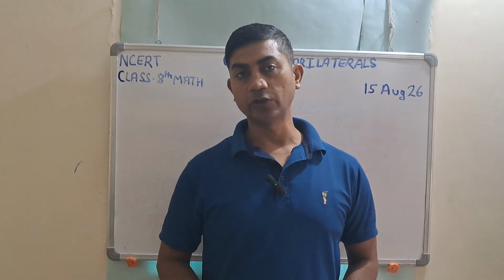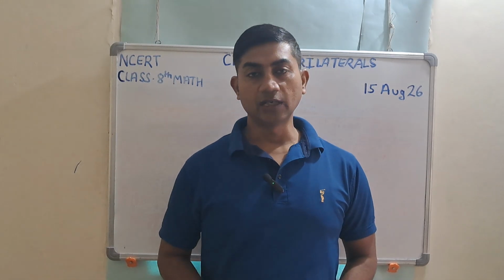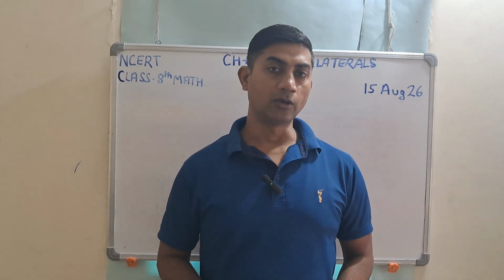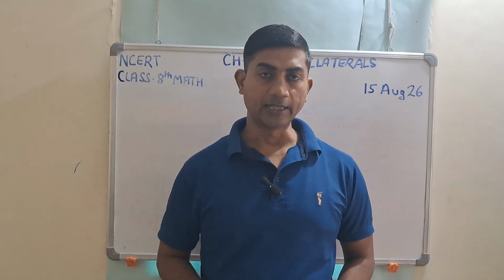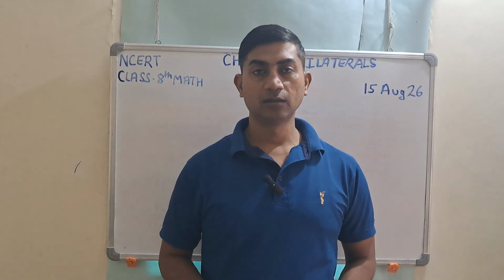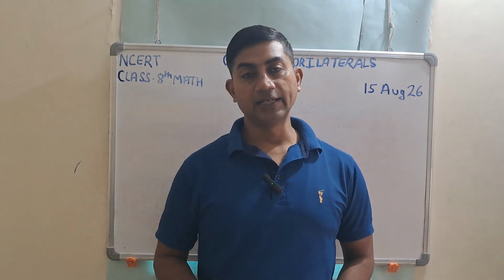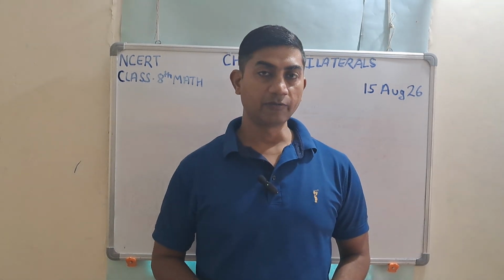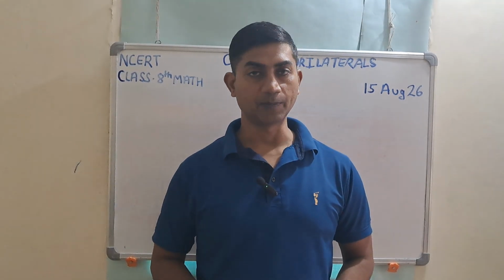Today is 15 August 2026, and what we have studied till now in this chapter about quadrilaterals are special types of quadrilaterals, that is rectangle, square, and parallelogram. In the previous class, we studied some properties of the parallelogram. We will have a quick revision, and then we will move ahead in the chapter.